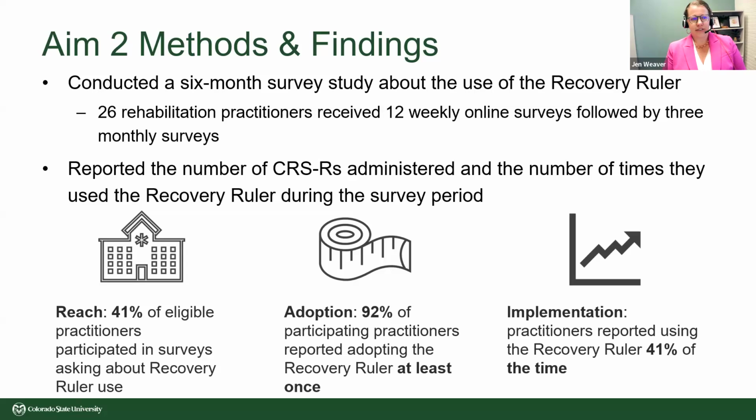Therefore, we were able to identify how many CRSRs were administered and the number of times that the practitioner used the recovery ruler across this 6-month observational study. At each of the sites, we also know how many practitioners are trained in administering, scoring, and interpreting the Coma Recovery Scale-Revised. We were able to recruit and consent 41% of these eligible practitioners to participate in the study. Of these practitioners, 92% of them reported adopting the recovery ruler at least once. In terms of sustaining the adoption of the recovery ruler across the 6-month study period, practitioners reported using it approximately 41% of the time.